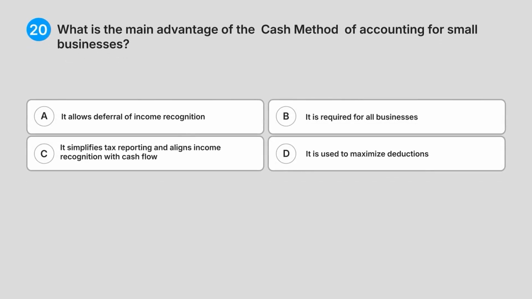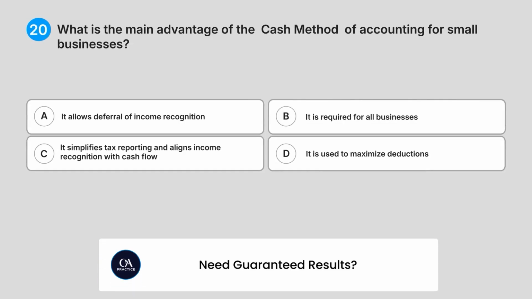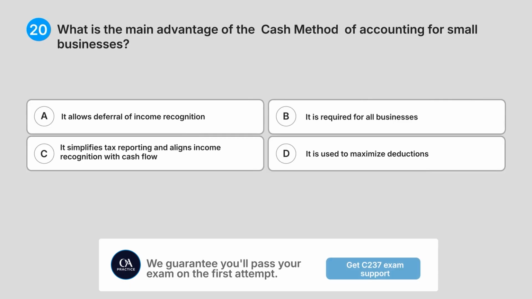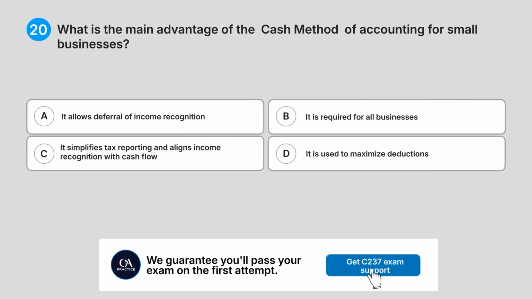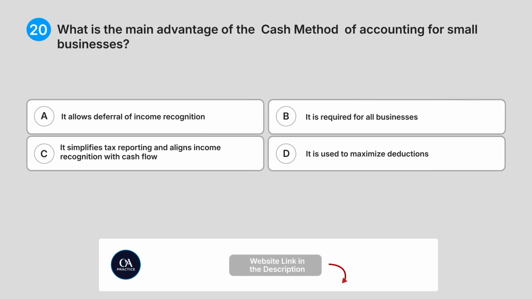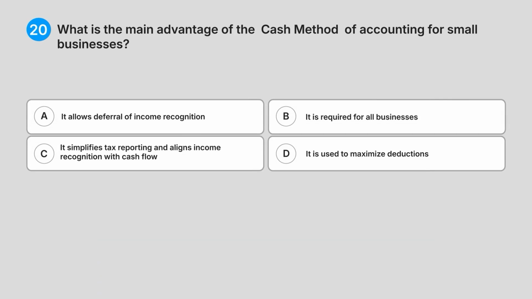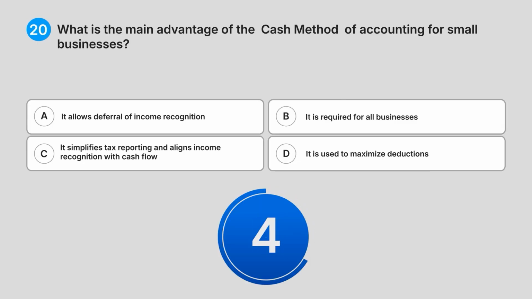20. What is the main advantage of the cash method of accounting for small businesses? A. It allows deferral of income recognition. B. It is required for all businesses. C. It simplifies tax reporting and aligns income recognition with cash flow. D. It is used to maximize deductions. Can you guess the answer?